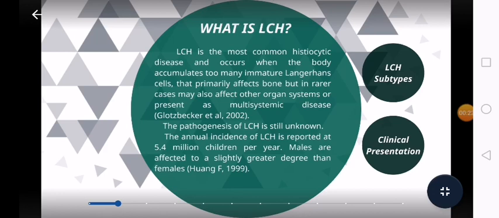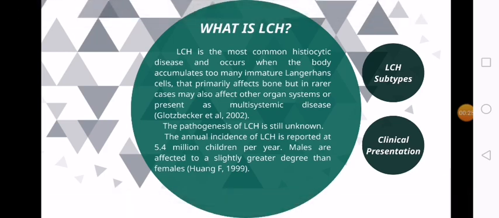It is the most common histiocytosis disease and occurs when the body accumulates too many immature Langerhans cells that primarily affect bone, but in rare cases may also affect other organ systems or present as multisystem disease.